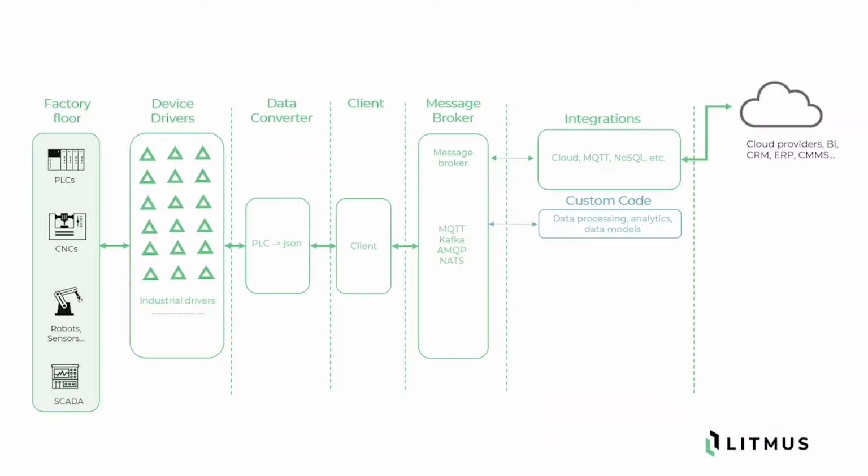Now, one of the things we wanted to talk about is architecture. What we've seen in several manufacturing plants in our experience is an architecture similar to this. A company will purchase device drivers from a single company or from multiple companies to connect to the PLCs and pull out the tag data. They then purchase a data converter that will take that PLC tag data and convert it to a JSON message. Then a client is needed to basically take that PLC data and be a client to the message broker.